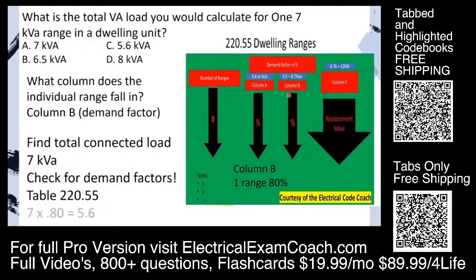Now, let's do the math. We take our 7 multiplied by our demand factor, and that gives us our new reduced load. And we select C.